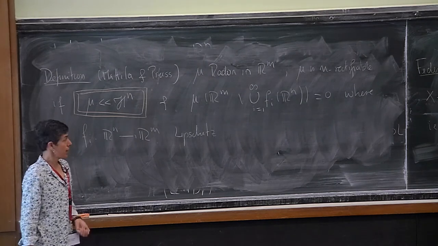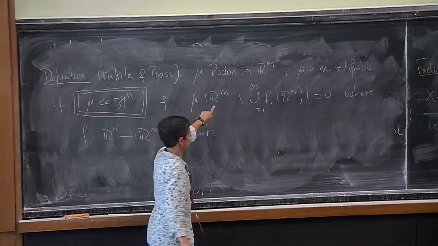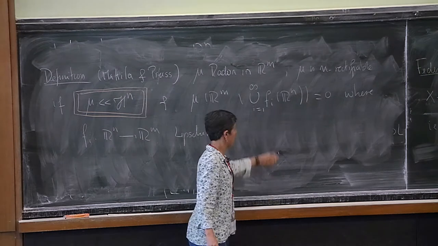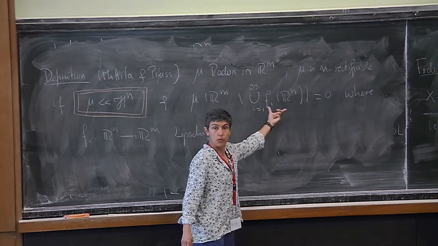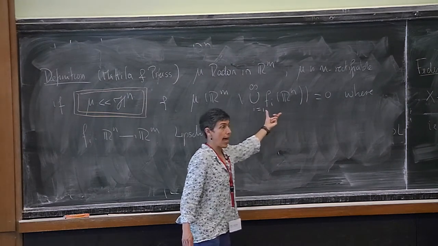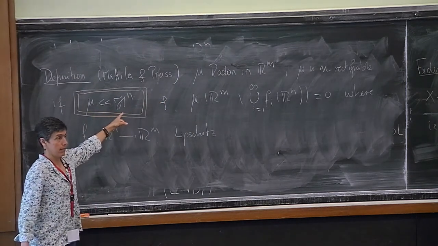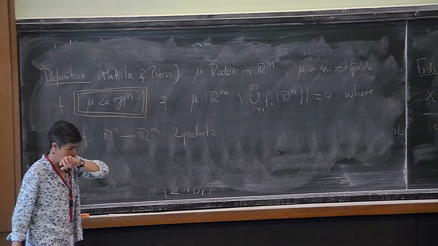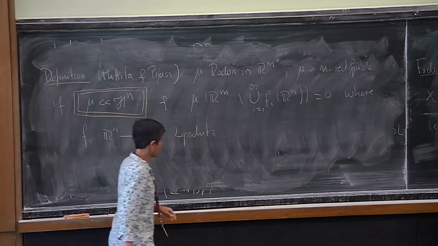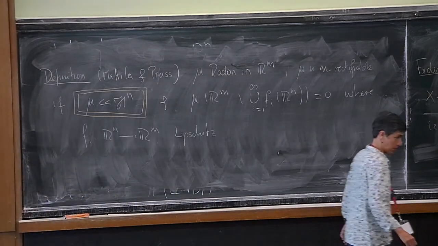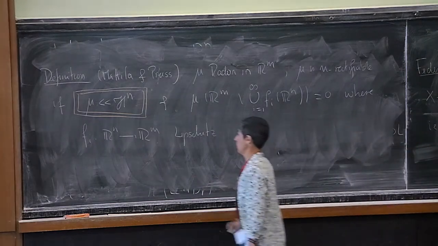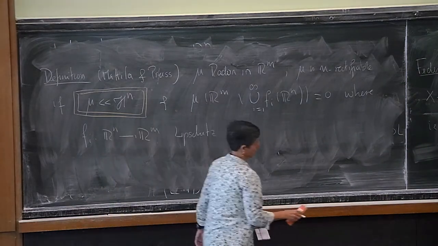So this is telling you that the measure theoretic support of mu is a rectifiable set, and that mu is absolutely continuous with respect to H. Okay. So let me tell you the story.